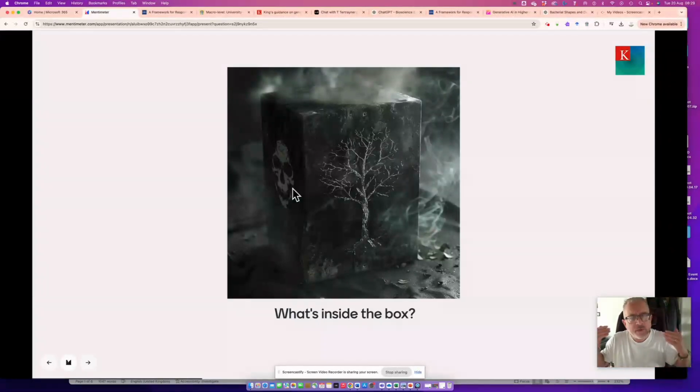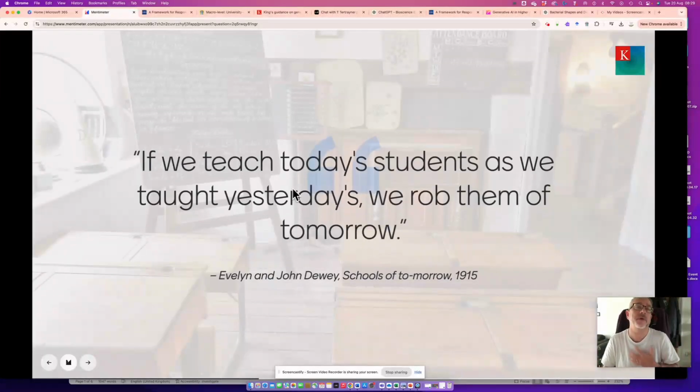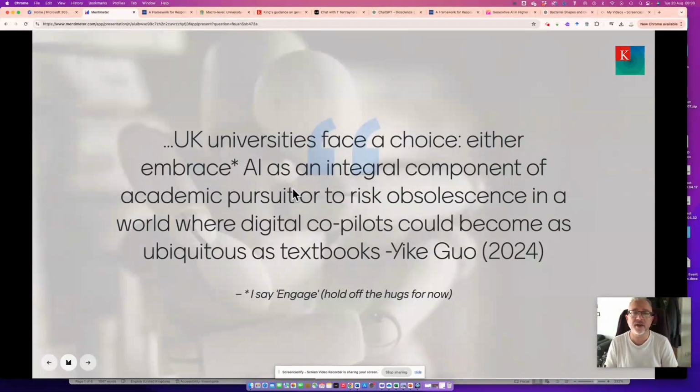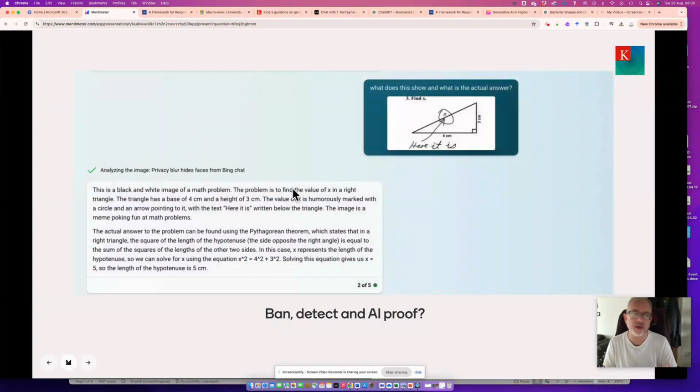And it challenges us as educators because we like to be in a position where we know what we're talking about. I thought this quote from Evelyn and John Dewey really gave us the nudge towards engaging with this, because without engaging with these technologies, even though we don't know what's fully inside the black box or where it's going to go, we have a responsibility to teach our students about what's coming. And likewise, Yike Gua says we face a choice: obsolescence or engagement. The use of the word embrace here is one that I'm a bit uncomfortable with, so I prefer engage. Anyway, I talked a little bit about the problems with trying to ban and detect and AI-proof things.